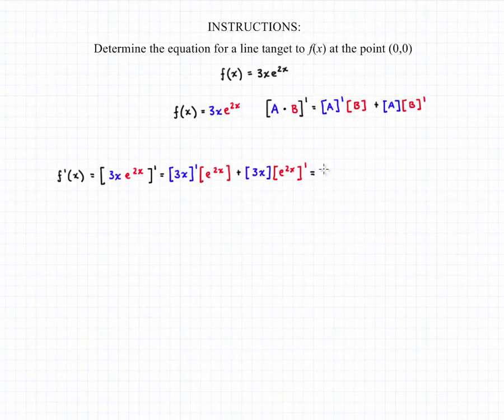If we take care of our derivatives, we'll end up with 3 multiplied by e to the 2x, and we add to that 3x multiplied by 2e to the 2x. This is going to give us 3 times e to the 2x plus 6x times e to the 2x, which we can simplify by factoring out a 3e to the 2x, which leaves us with 1 plus 2x.